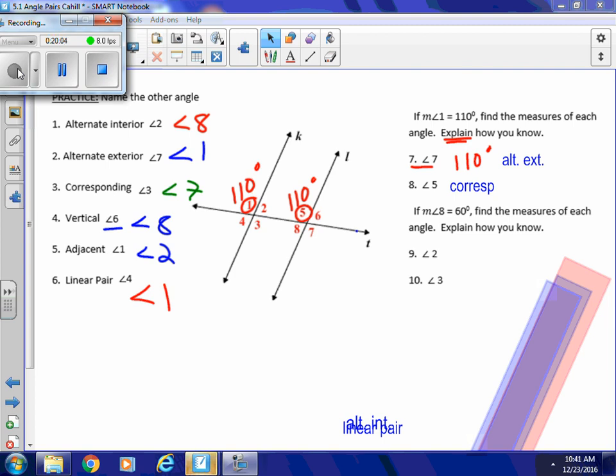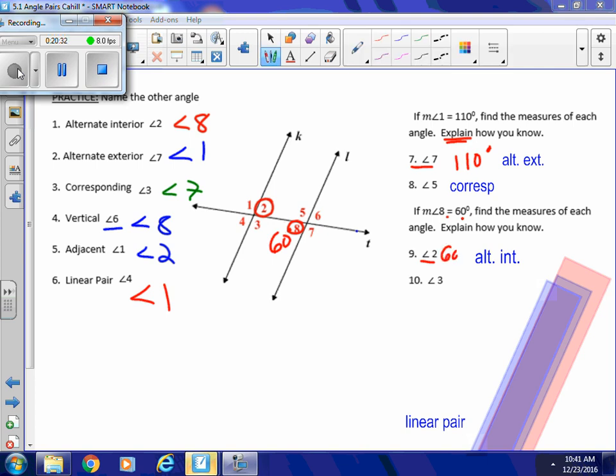Okay, so now when they change the directions, we get to erase the 110 degrees. We'll put in the 60 degrees for angle 8. 60 degrees. If angle 8 is 60 degrees, then what is the measure of angle 2? So here's 2, here's 8. Those are alternate interior angles. Therefore, I know that they are congruent. So angle 2 is 60 degrees.